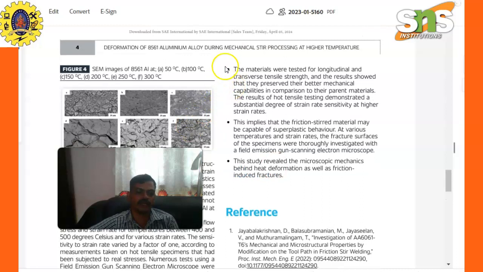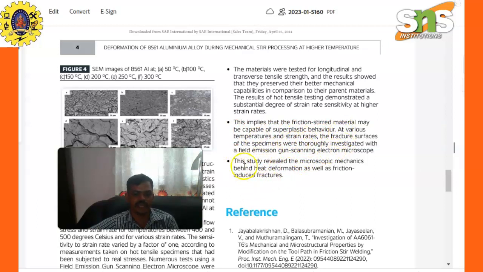The materials were tested for longitudinal and transverse tensile strength. They demonstrated a sufficient degree of sensitivity to higher strain rates. This implies that the friction stir material may be capable of superplastic behavior at various temperatures and strain rates.